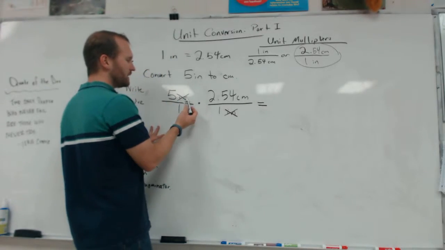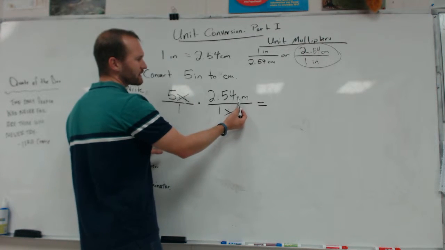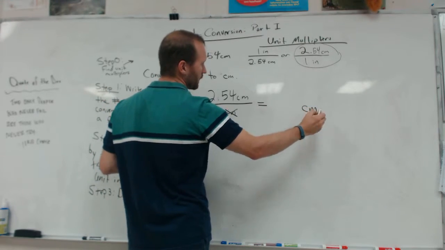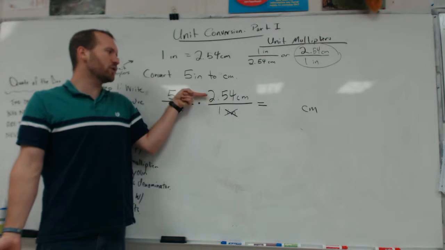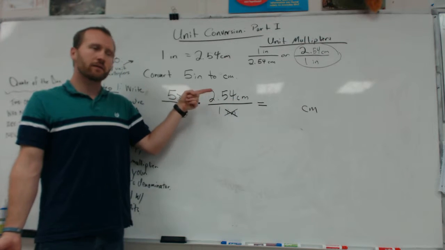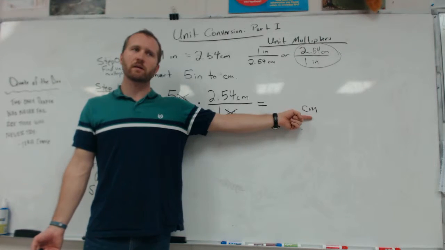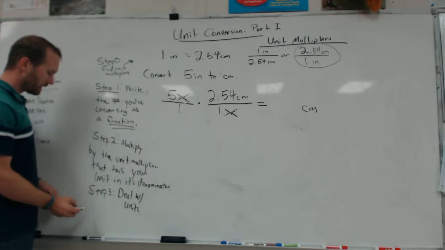So what's left? Inches canceled out. There is no unit here. And all I have is centimeters left. So I know that my answer will be in centimeters. And it's important that centimeters is in the numerator, not in the denominator. If it were in the denominator, it would have to go in the denominator in my answer. That's step 3.